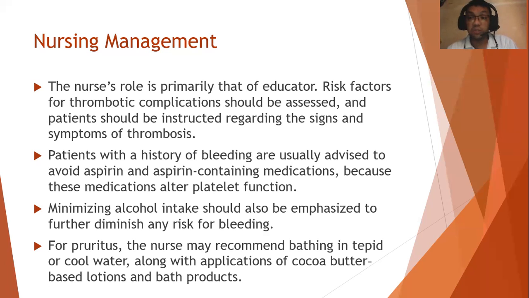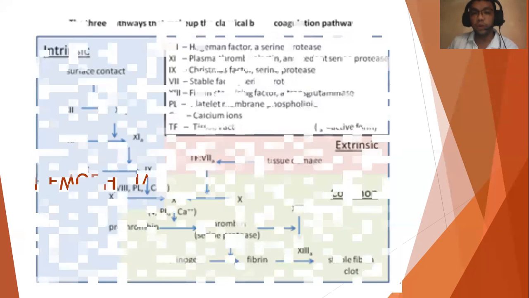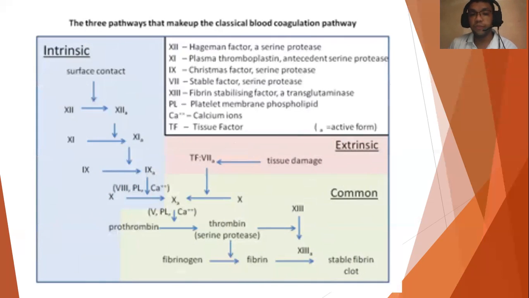If the patient is experiencing pruritus due to the increased number of basophils, the nurse may recommend bathing the patient in tepid or cool water along with applications of cocoa butter-based lotions and bath products. So that's it for polycythemia vera.